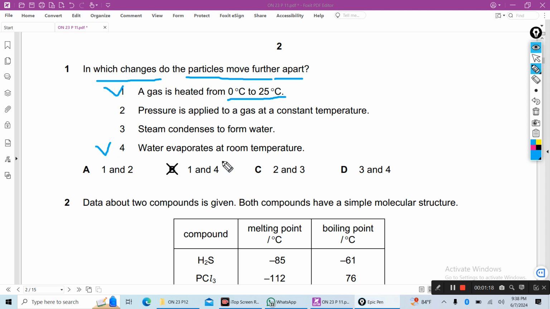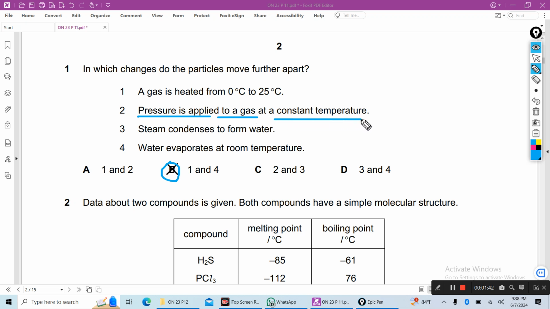Water evaporates at room temperature. Yes, water is a liquid. When water evaporates, it forms gas. Gas particles go further apart, far away. B is the right answer. 2 is wrong. Why? Pressure is applied to a gas at constant temperature. If you apply pressure, particles become closer, not move further apart. Steam condenses to form water. When steam condenses to form water, particles become closer. So B is the right answer.